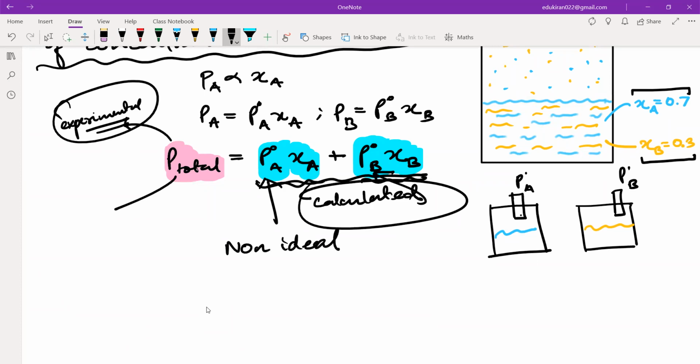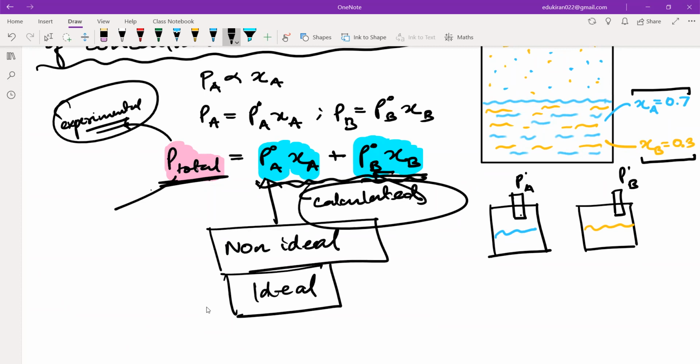And if the experimental value and the calculated value are equal, then it is going to be ideal. Now, why can something be non-ideal? It seems like it should always be ideal only. Why is it going to differ? How can something become non-ideal? That means, how can the experimental value be not equal to the calculated value?